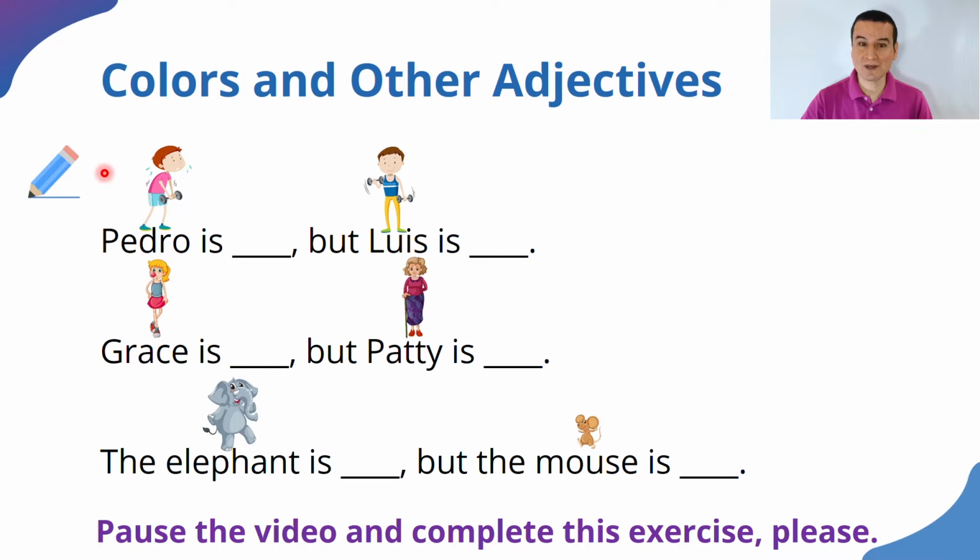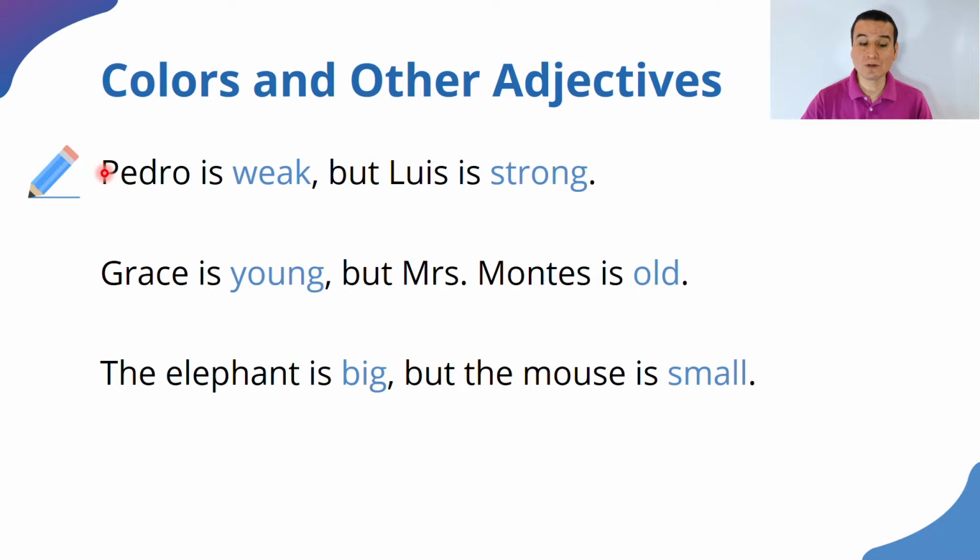Very good. I hope that you have your answers ready, and here they are for you. Pedro is weak, but Luis is strong. Remember, we don't say Luis is strong. No, we don't pause. We just say is strong. Grace is young, but Mrs. Montes is old. Good. The elephant is big, but the mouse is small. That is very simple, but true. All right.